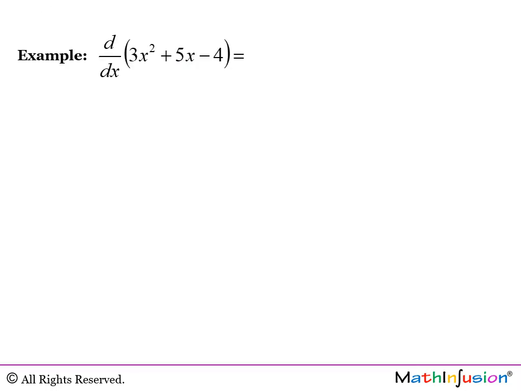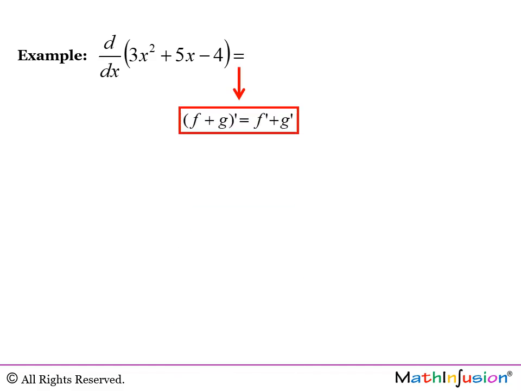We can now use this rule to differentiate polynomials, because we have the power rule, but now we also have the linearity. We know what to do with sum, difference, and multiplication of a constant. And here is the first example. Let's differentiate the polynomial 3x to the power of 2 plus 5x minus 4.